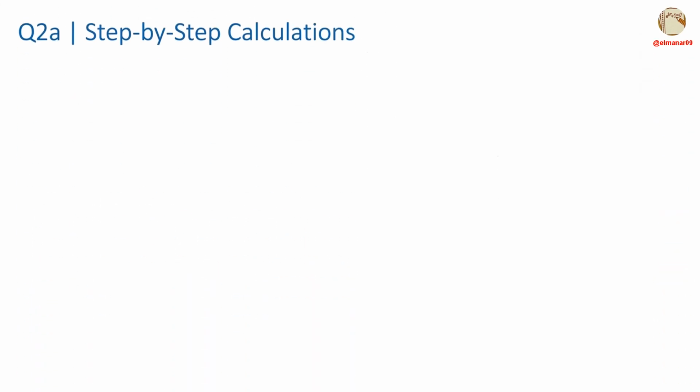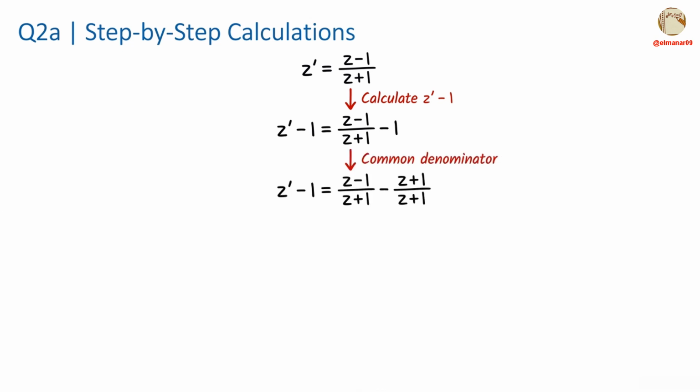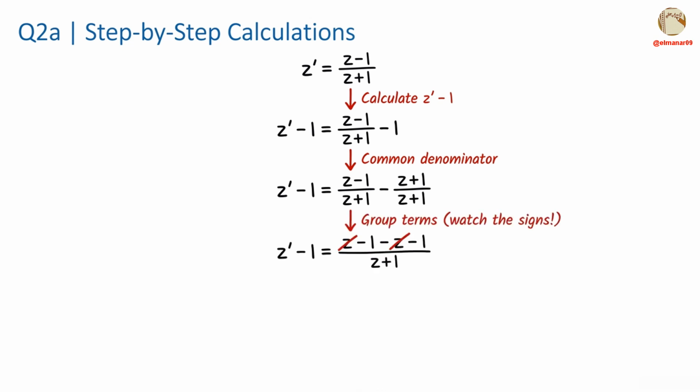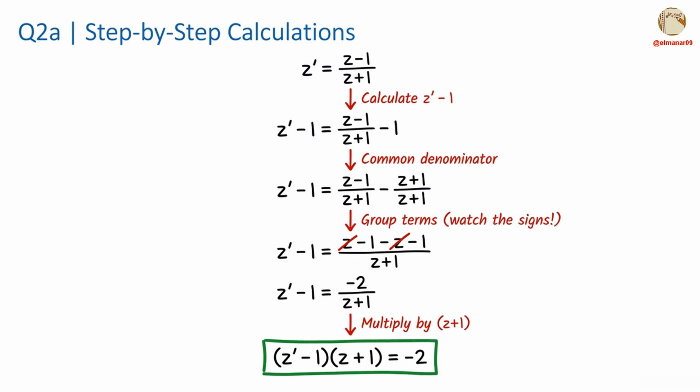Follow the logic here. We start with z prime minus 1 and substitute the formula for z prime. By bringing the minus 1 over a common denominator of z plus 1, we get a fraction where the z terms in the numerator cancel out entirely, leaving just negative 2. One final cross multiplication by z plus 1, and presto! We've proven our target identity. This formula is going to be our most valuable tool for the rest of the problem.